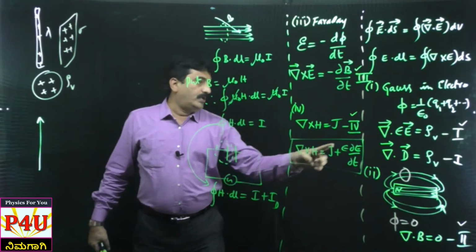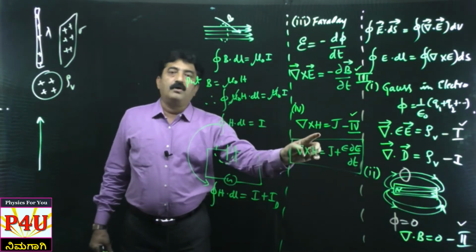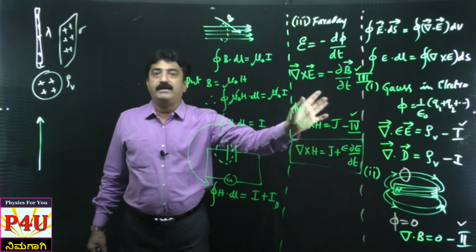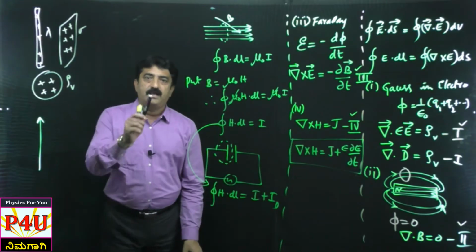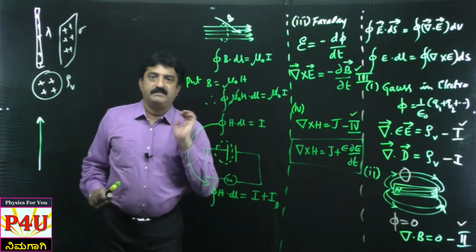See, in 2 cases it is divergence, in 2 cases it is curl. Next, curl of the magnetic field is equal to current density. J is current density. Okay? Well, that's all. Now I move on to displacement current.